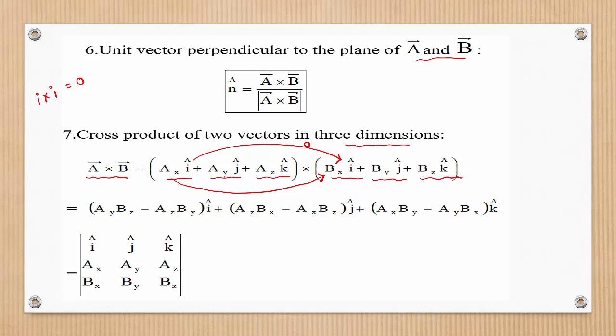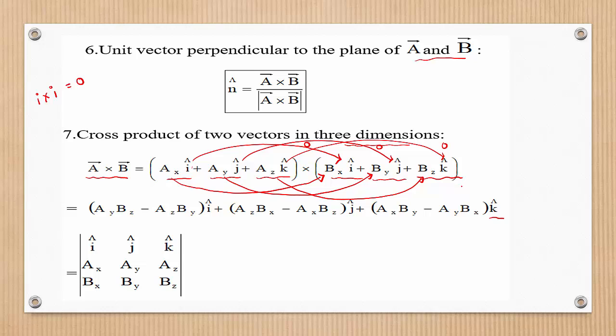Right? Then AY into BY, j cross j. 0 into anything will be 0. Leave it. AZ into BZ, k cross k. K cross k is again 0. So this term will be completely 0. Leave it. Then AX multiplied by BY. Remaining is what? I cross j. I cross j means k value.